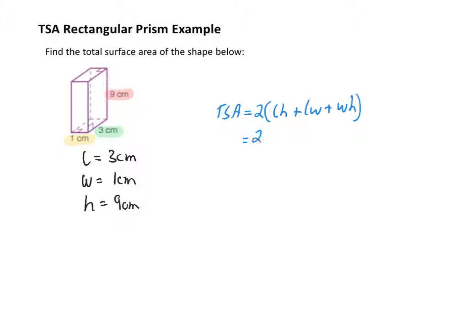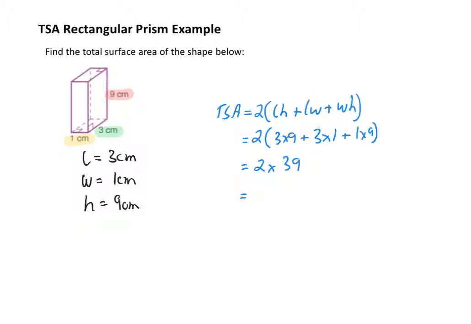So the 2 times, then we've got length times height, so that's 3 times 9, plus the length times the width, so 3 times 1, plus the width times the height, so 1 times 9. So I can go ahead and solve that in one step, or I can go ahead and list it in 2. So equals 2 times, and then the values inside my bracket equals 39.